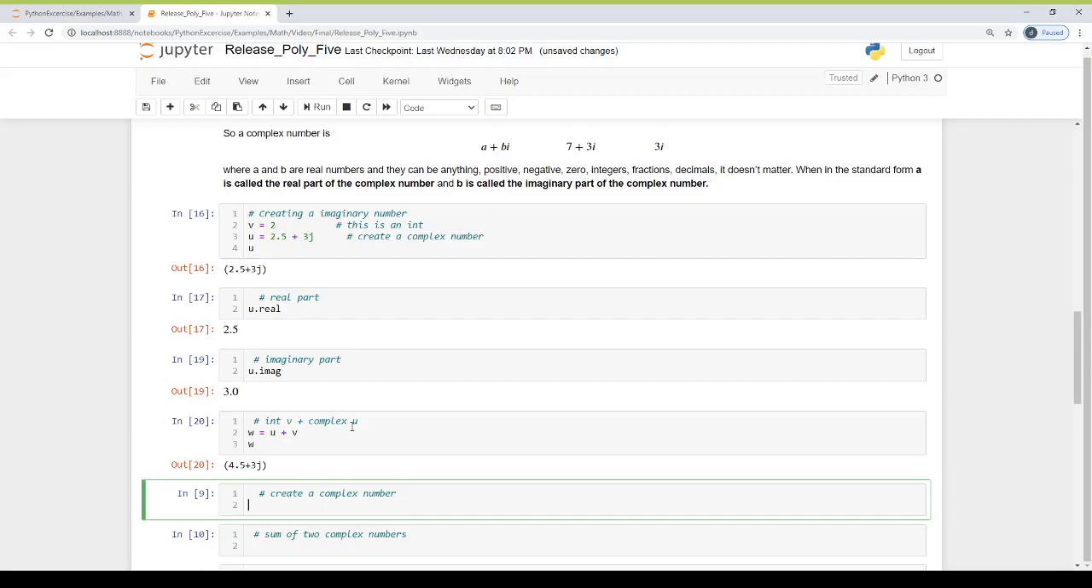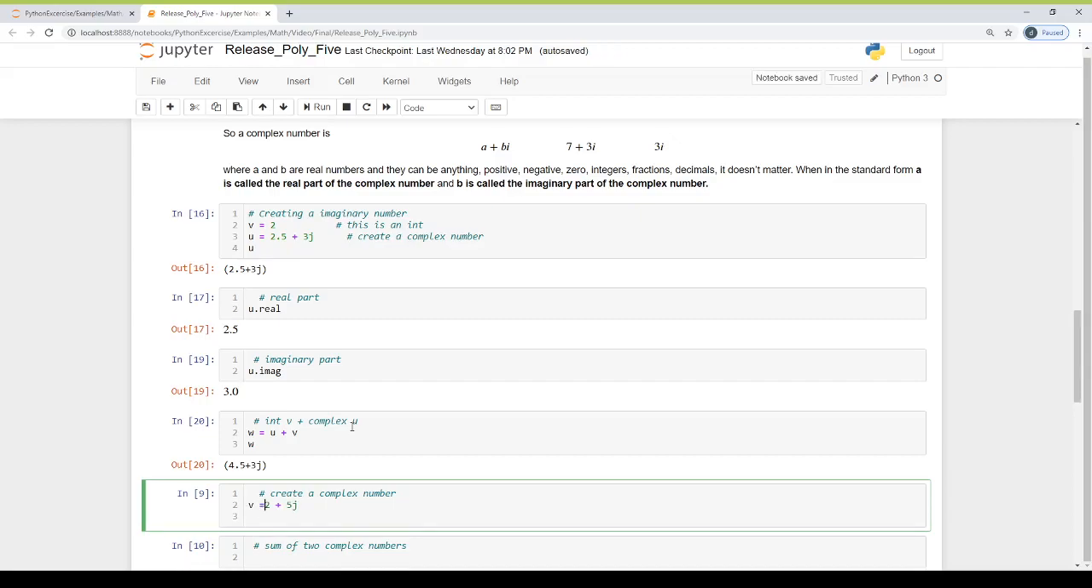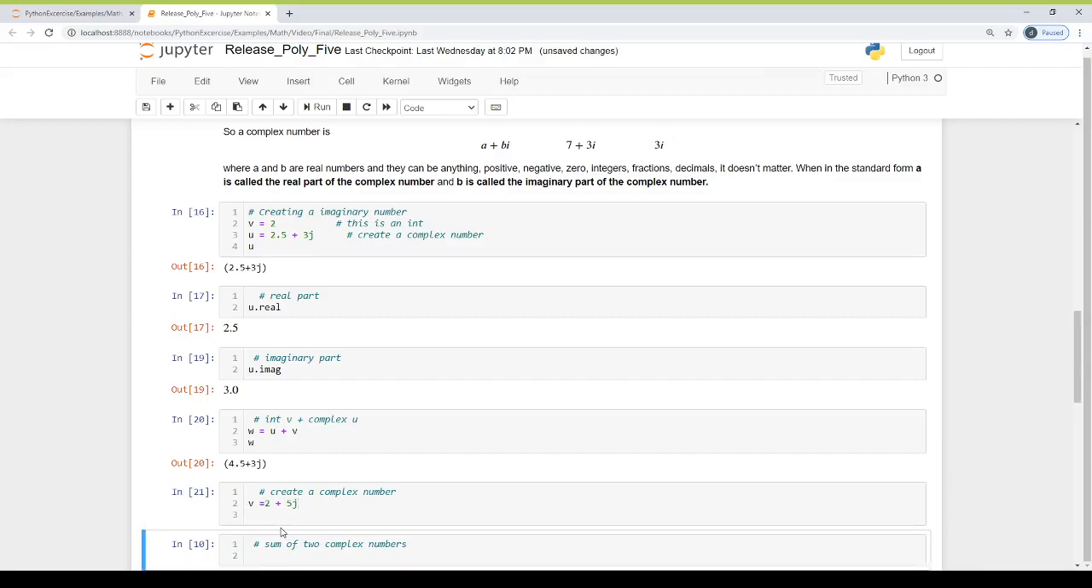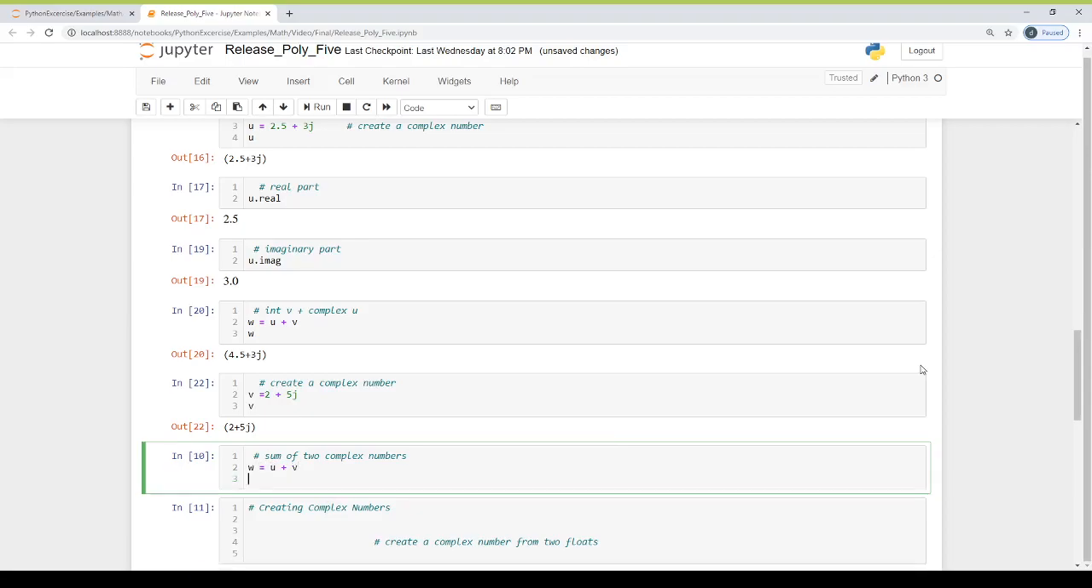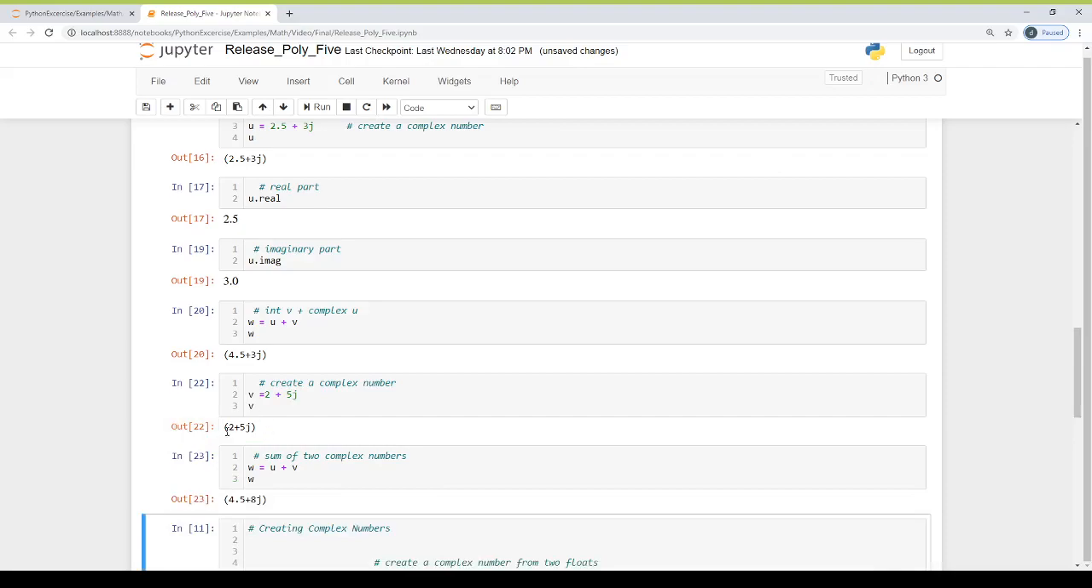So we are creating another complex number v, which has the value 2 plus 5j, shift enter. Then the sum of two complex numbers, that is u plus v. w is equal to u plus v, the sum of two complex numbers: 2 plus 2.5, 4.5, and 3j plus 5j, 8j.